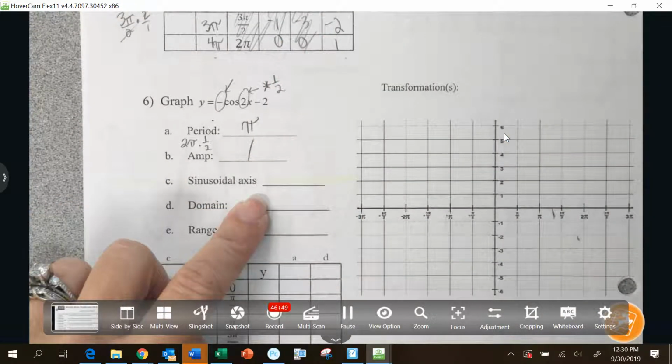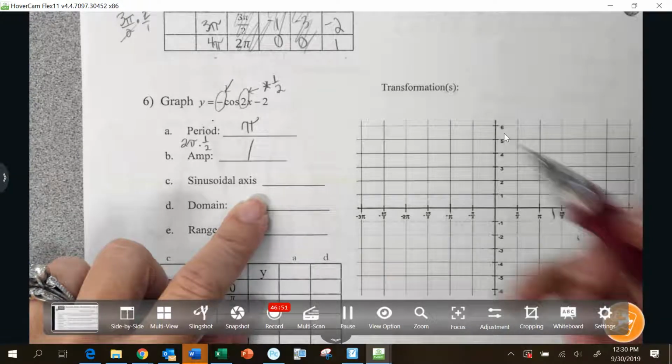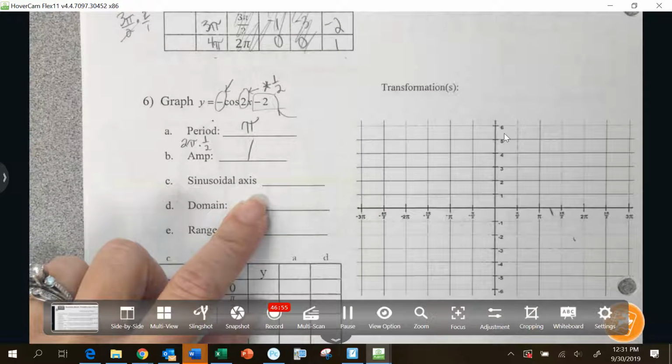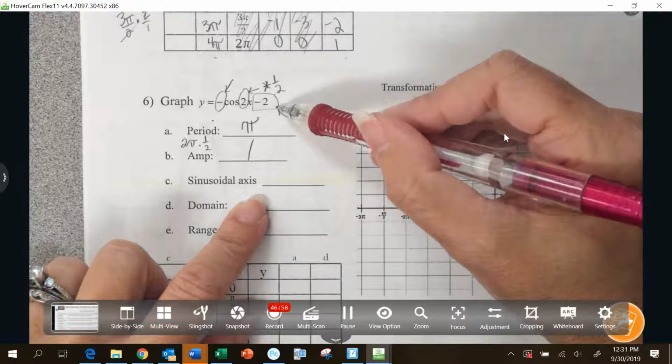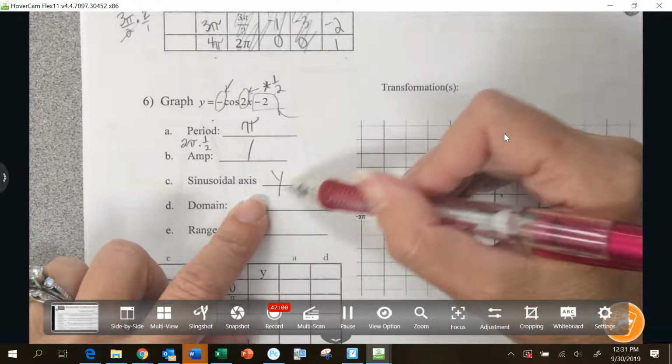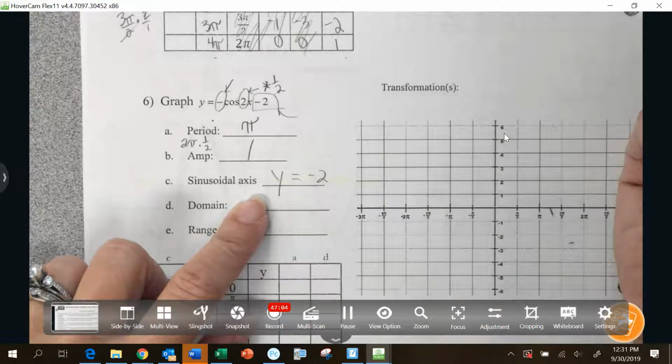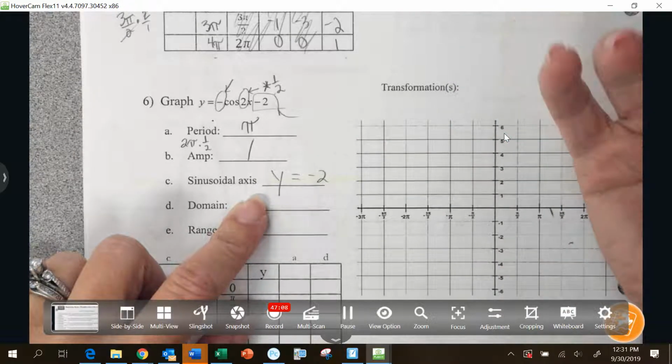Sinusoidal axis is affected by what? Alex, what changes the sinusoidal axis? Okay, so this says -2. So where's my sinusoidal axis going to be at? Perfect. See how I didn't even need the graphs because these go off of transformations. If you know your transformations, you can do that information.